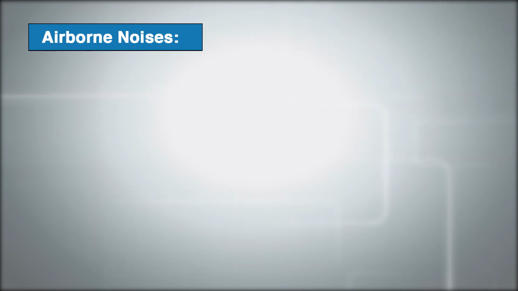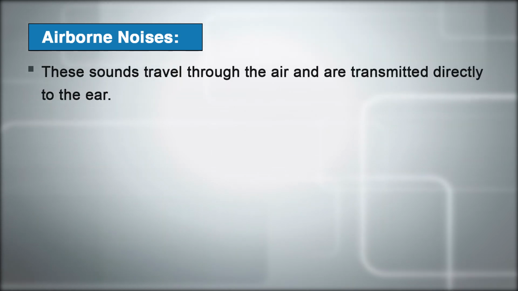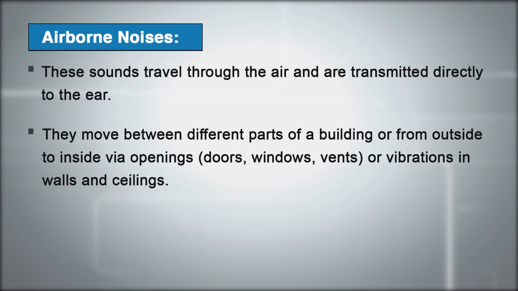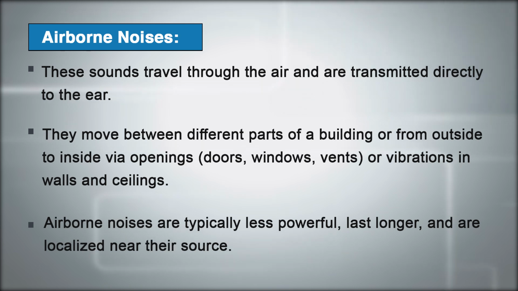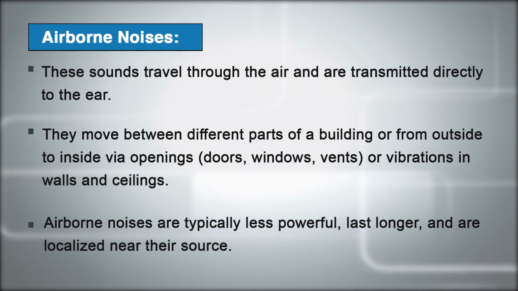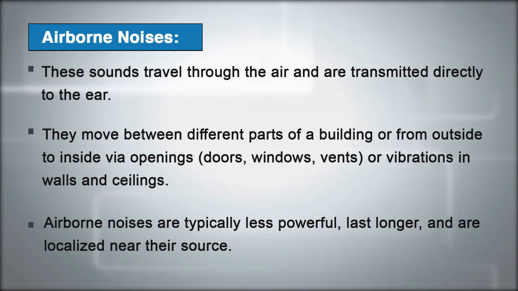Alternatively, noise can also be categorized as airborne noises and structure-borne noises. Airborne noises: these sounds travel through the air and are transmitted directly to the ear. They move between different parts of the building or from outside to inside via openings like doors, windows, vents, etc. or vibrations in walls and ceilings. Airborne noises are typically less powerful, last longer and are localized near their sources.